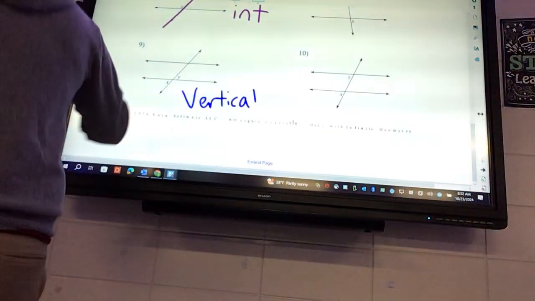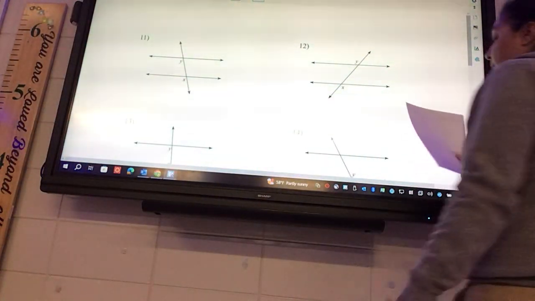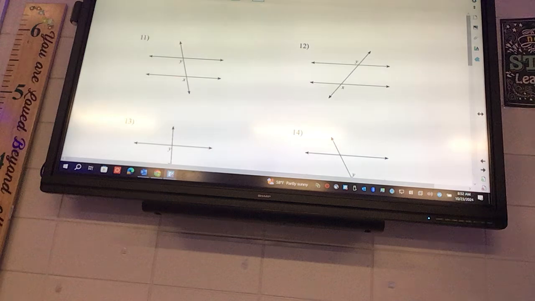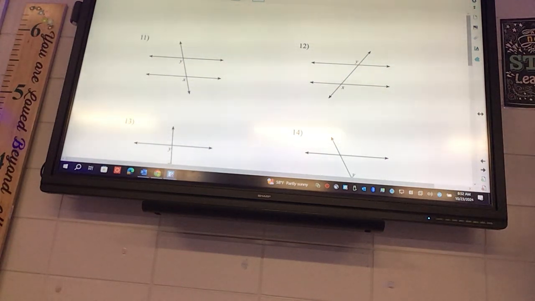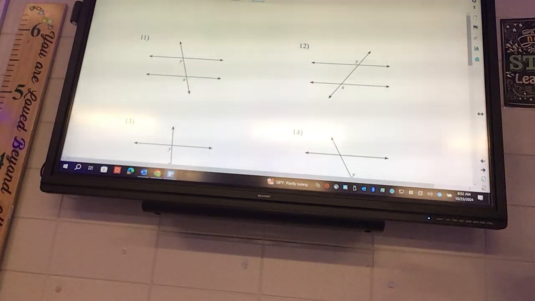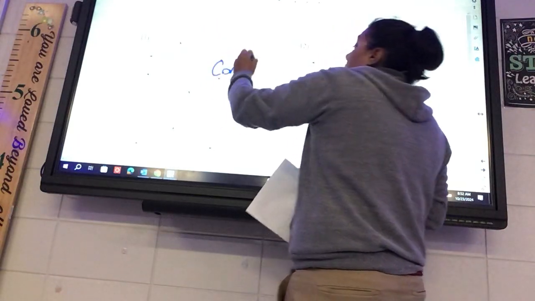Okay, look at 11. Is the X on the inside or outside? Outside. What about the Y? Inside, so that's one in, one out. What are our answer options? One in, one out, so it can't be interior or exterior. Corresponding is one option, and vertical would be the other option. Which one is it? Corresponding. How do we know that? They're on the same side. So this is going to be a corresponding. You can just write C.